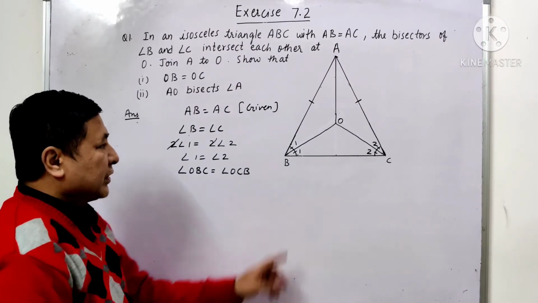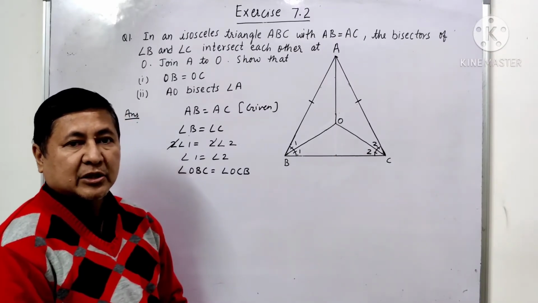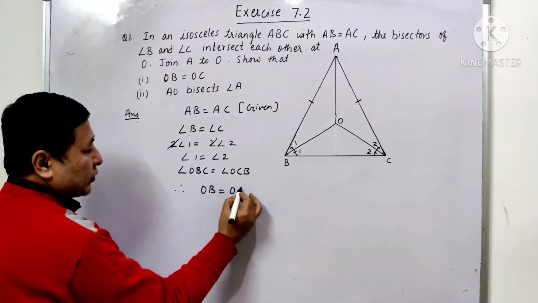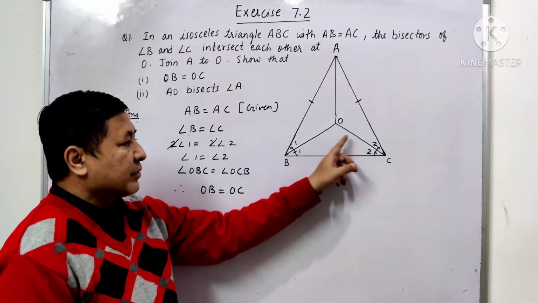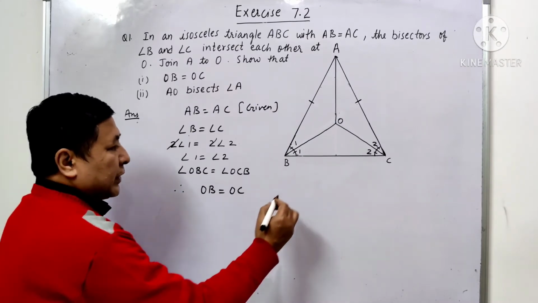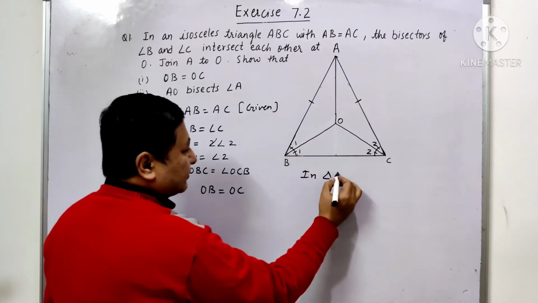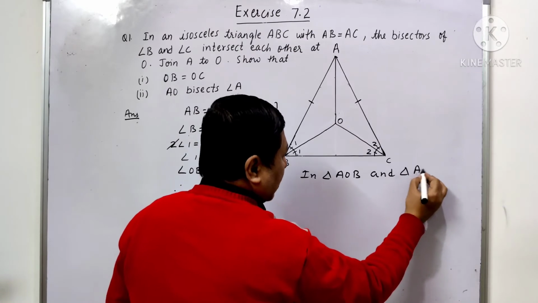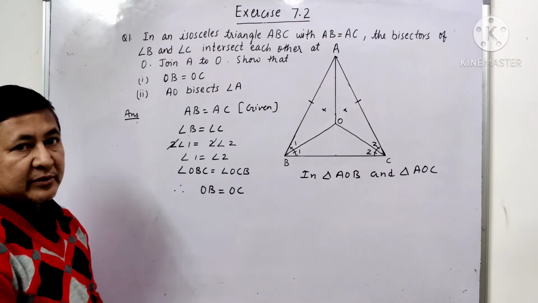And we know that when two angles are equal, then the sides opposite to equal angles are also equal. So therefore we can write OB is equal to OC. These two angles are equal, angle 1 is equal to angle 2, so the sides opposite to equal angles are also equal. So OB will be equal to OC. Now we'll take triangle AOB and triangle AOC. These two triangles we are going to take to prove the second part.